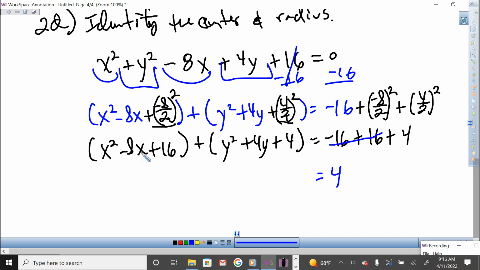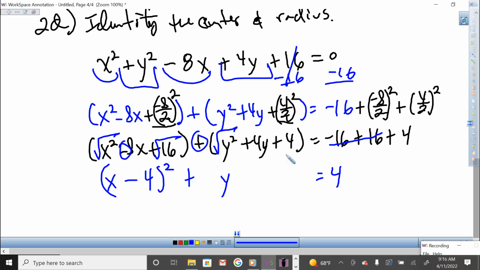How do we factor this? Well, since we completed the square, now we find a factored square. How do we do that? Square root of the first, square root of the last term, sign of the middle, and write that squared. Plus, because there's a plus. Next, square root of the first term, y, square root of the last term, 2, sign of the middle, squared, and that's our standard form. So now that we have it in standard form, now we can find the center and the radius.